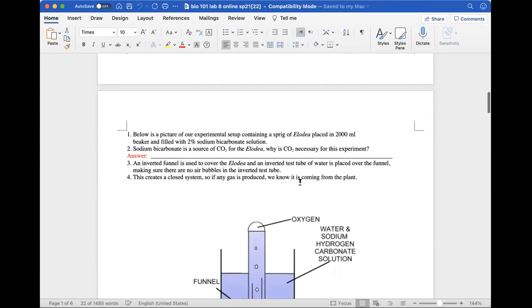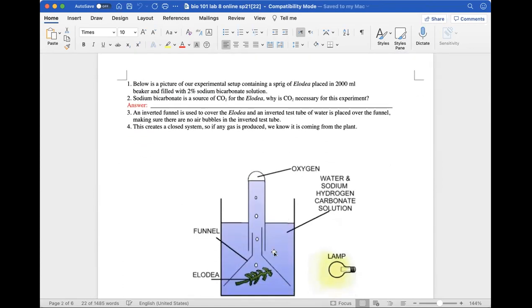Below is a picture of our experimental setup containing a sprig of an Elodea placed in some water with 2% sodium bicarbonate solution. The sodium bicarbonate is the source for the carbon dioxide. And why is carbon dioxide necessary for this experiment? I'll let you figure that out as you go through that equation of photosynthesis.